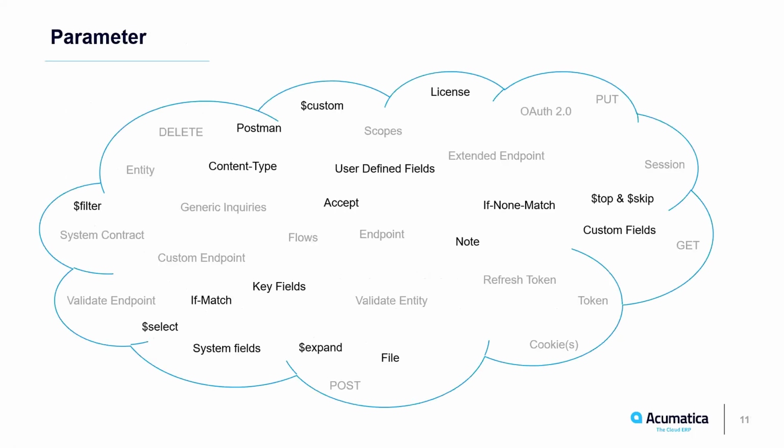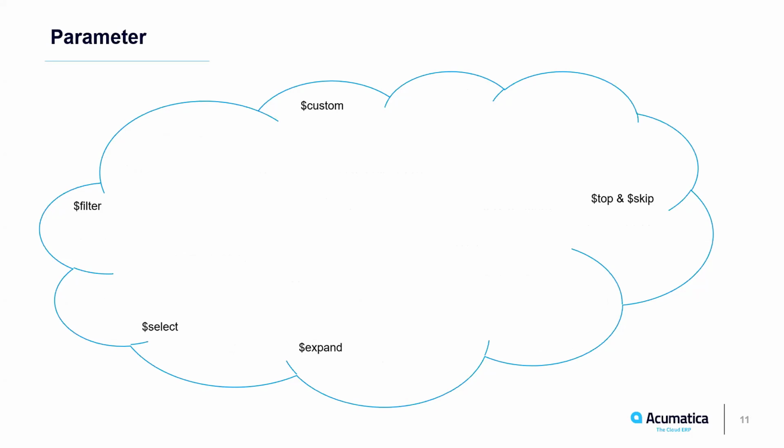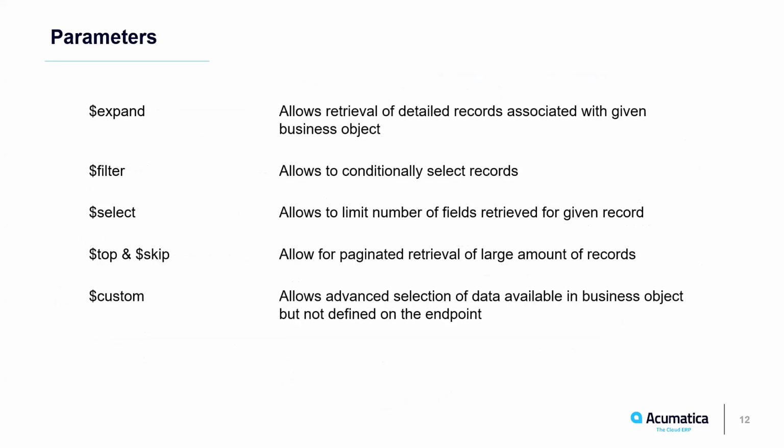Now, once we've authenticated ourselves, what kind of parameters can we pass along with the request that we're making? We have pretty much 5, even though there's 6, because the top and skip parameters are very frequently grouped together as one. So we have the select parameter, the expand parameter, the filter, the custom, and the top and skip. The expand parameter is used when you want to retrieve one of the sub-entities or one detailed record associated with a given business object.